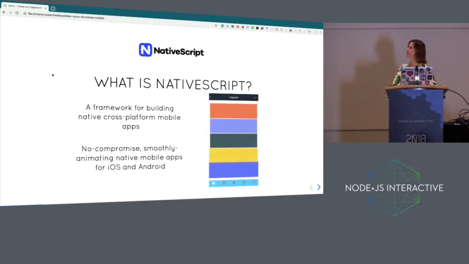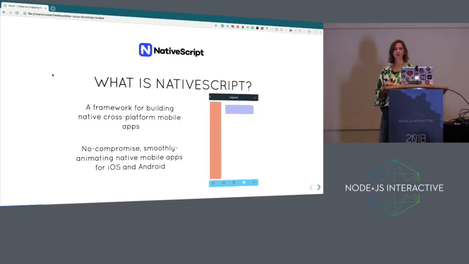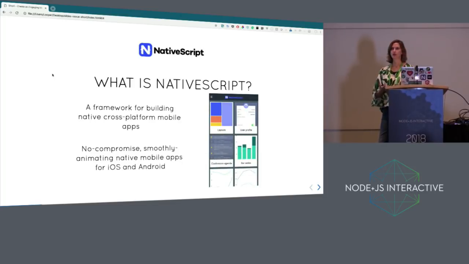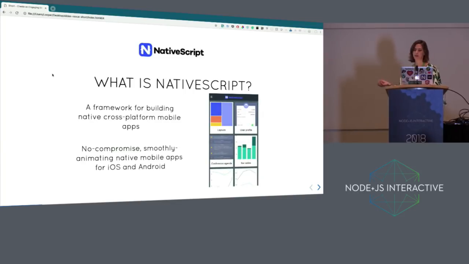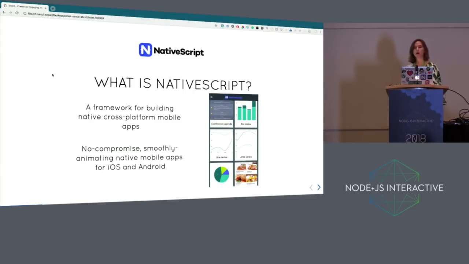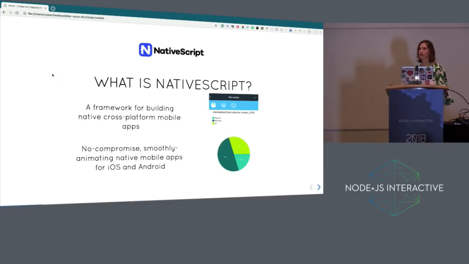So what is NativeScript? NativeScript is a framework for building native cross-platform mobile apps. And with these mobile apps, you're going to get these nice, smoothly animating, no-compromise native apps. These are the downloadable kinds that you're going to download on iTunes and Google Play. So these are for iOS and Android. So you're using JavaScript to write cross-platform downloadable mobile apps. Super fun. I have a long-standing passion for mobile apps.